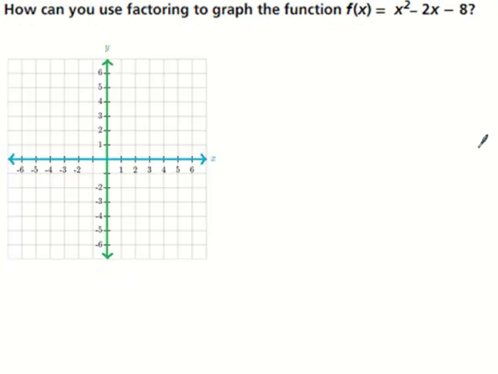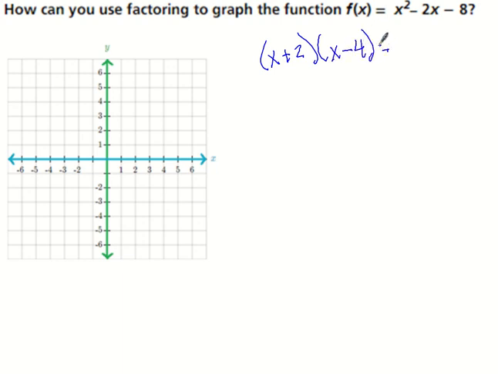All right, so this says, how can you use factoring to graph this function? So we practiced graphing last time, but let's factor this and then we'll use it to graph, which will make it a lot easier. So what multiplies to negative 8 and adds to negative 2? We would get x minus 2, nope, x plus 2, and x minus 4.